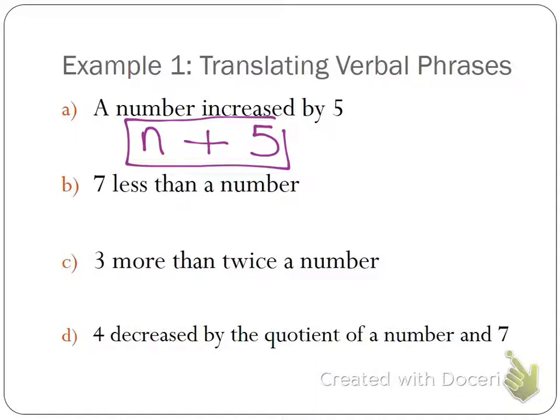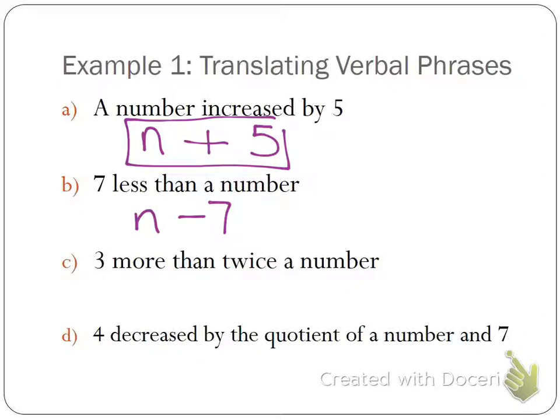So I take the phrase and I write it as an expression. But remember what I said in the first slide about the word less than? What did I say about less than that you wrote down? What happens to the order? You reverse it. So now instead of 7 coming first, it's going to come second. Because it's less than a number, I'm taking it from that number, it's got to come second. Okay, 7 less than a number. Same thing goes with more than, same thing goes with fewer than. Anytime you see the word than, you're going to reverse the order.